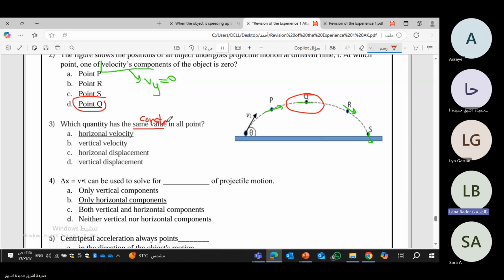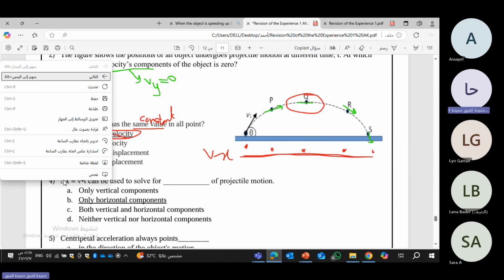What's the difference between displacement and velocity? Horizontal velocity. Why, miss? If you remember, we draw the dots like this, equal space dots. This is under it, equal space under it. Maybe now I can't draw it equally, but it is actually equal space. So which one is equal space? Horizontal, in x motion. So Vx is constant, okay?